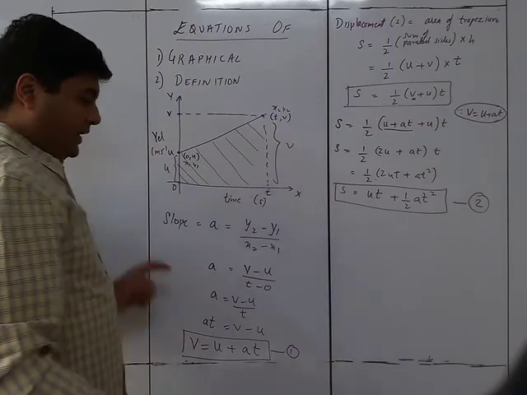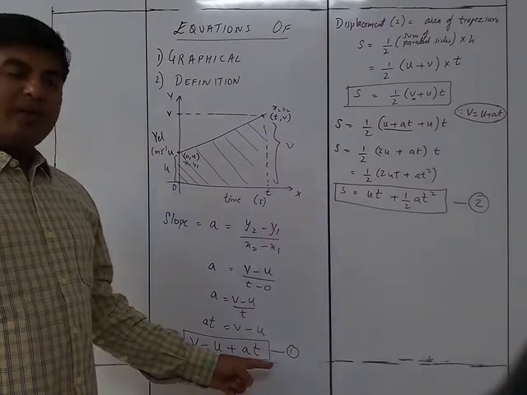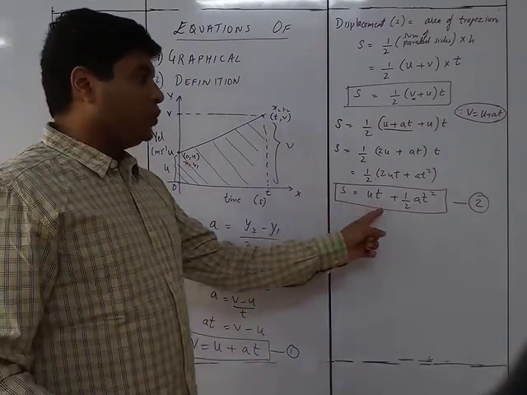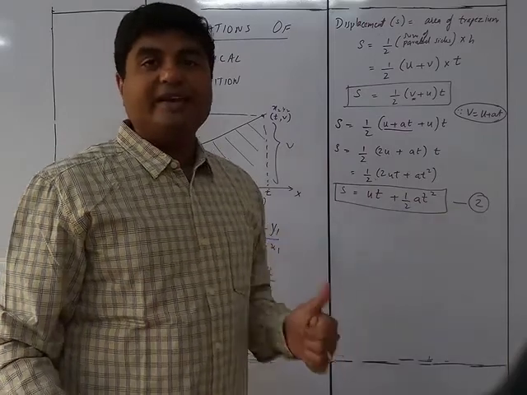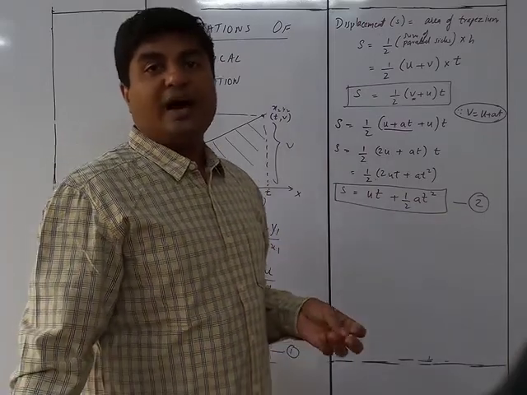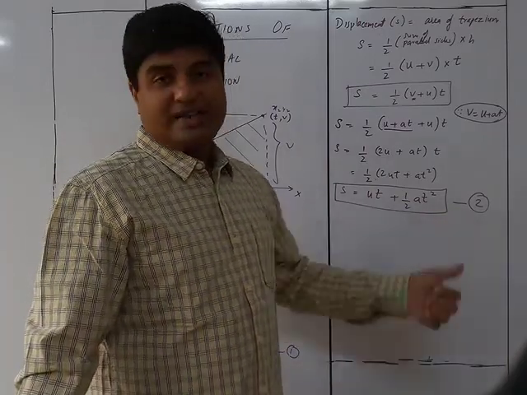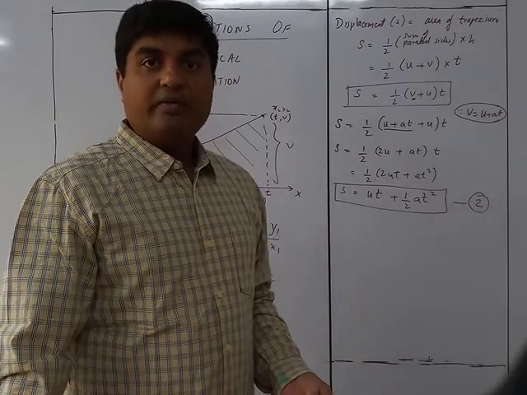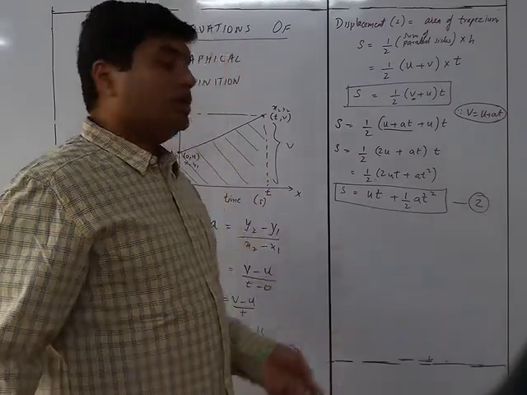This is the required equation number 2. So equation number 1 is v is equal to u plus at. Equation number 2, S is equal to ut plus half at square, becomes your second equation. Are we clear on this? We move on to the next thing.